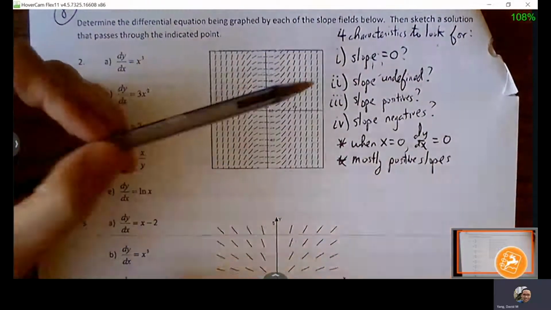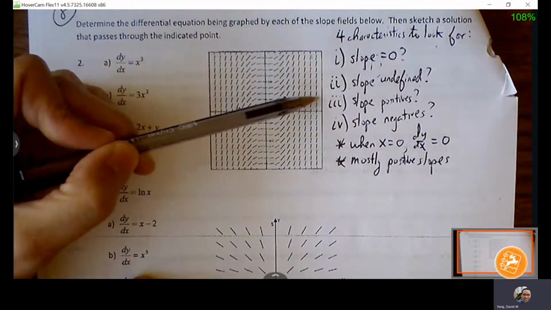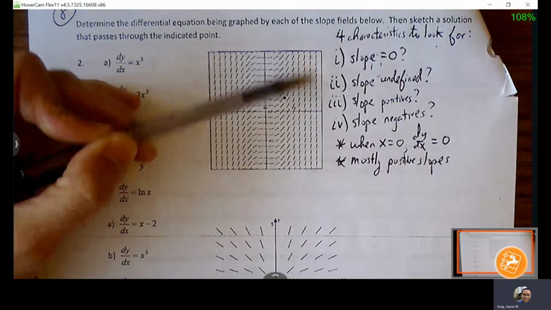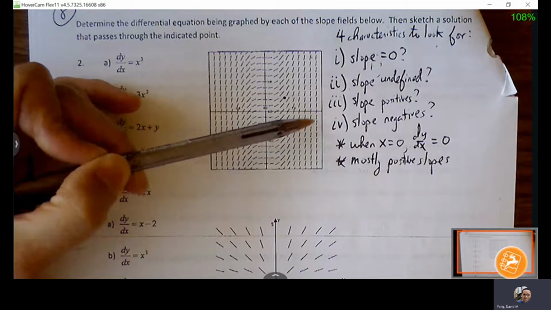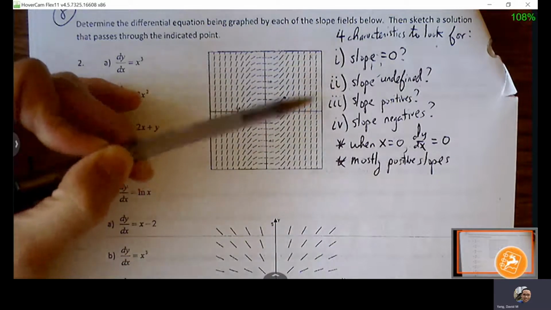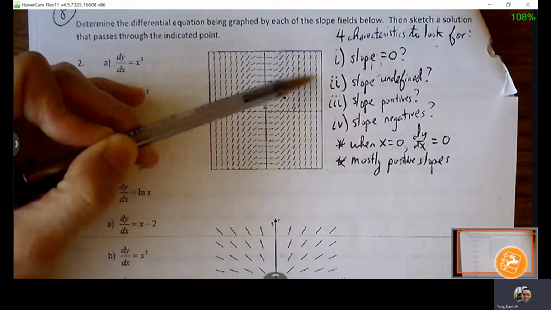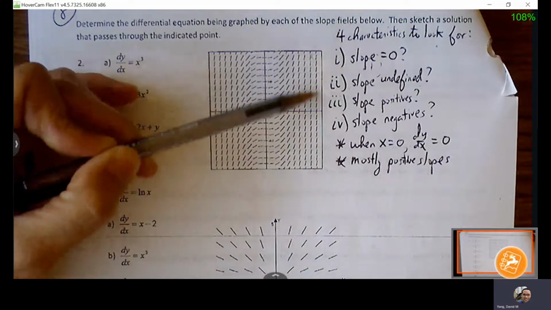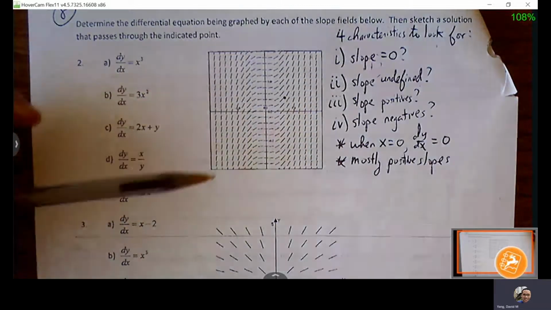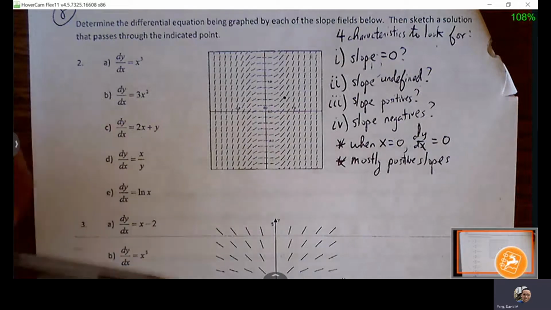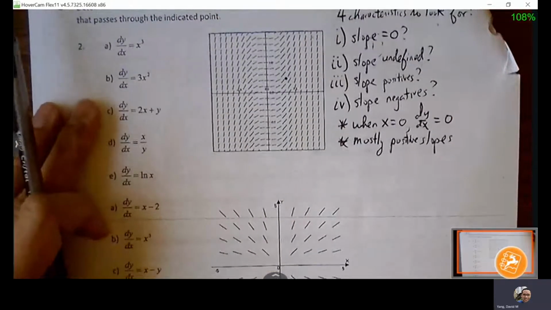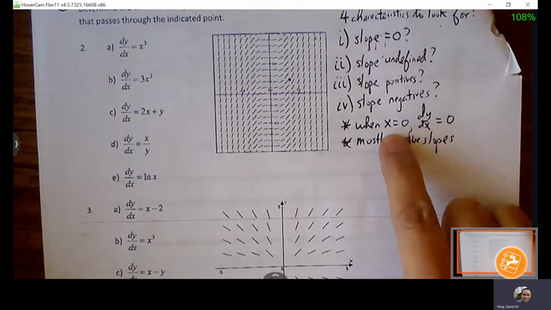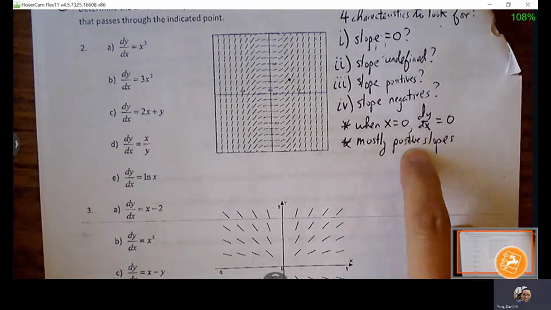Now, I do want to point something out here. At the edges of the graph, these almost look like vertical lines, right? But I don't want us to ever look at these lines and think, oh wait, that's slope undefined, because if it's slope undefined, it really shouldn't even be there. If it looks like a vertical line, it just means it's a very, very steep slope. If you see a line segment, that means the slope does exist. It's just a really steep slope. So when x equals zero, my slope is equal to zero, and mostly positive slopes.